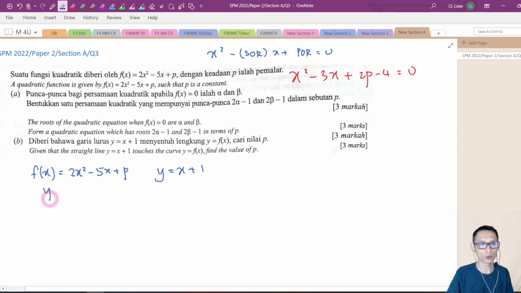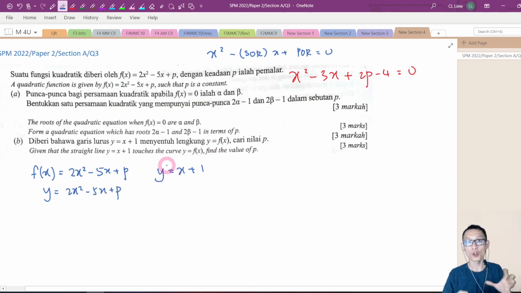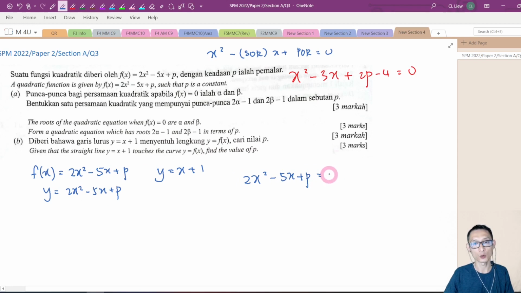This is the same thing as y is equal to 2x squared minus 5x plus p. So we will solve them simultaneously, right? Since this is y, and this is equal to y, we can say this is equal to this, right? So 2x squared minus 5x plus p is equal to x plus 1. If we solve this equation, we find the value of x, that will be the intersection point between the curve and the straight line. But it's okay, we don't have to find the intersection point because the question is not asking for the coordinates of the intersection point. The question is asking about the value of p.